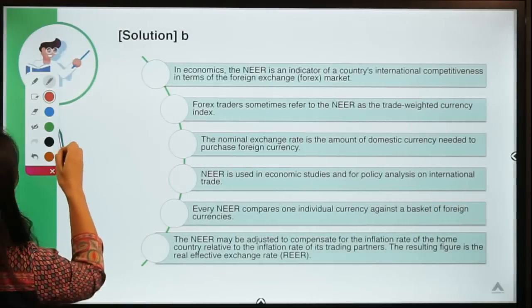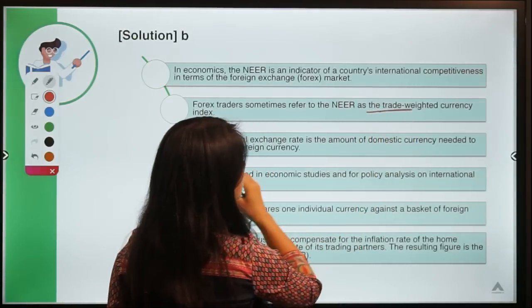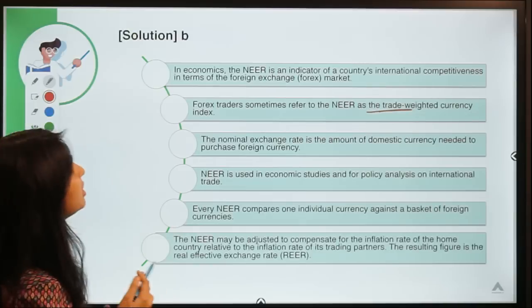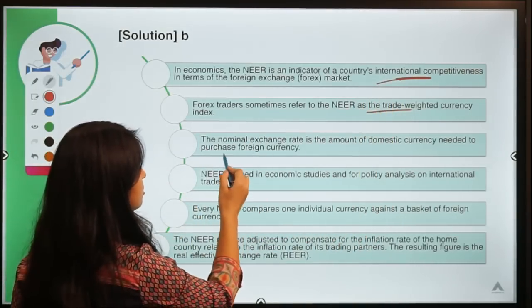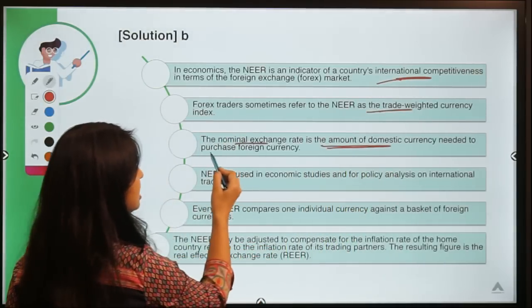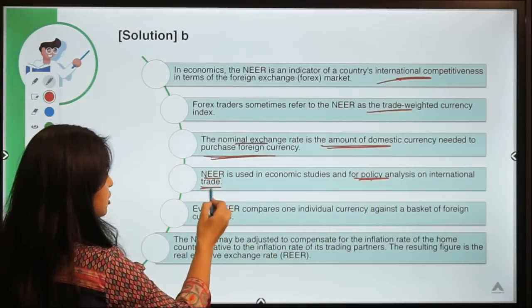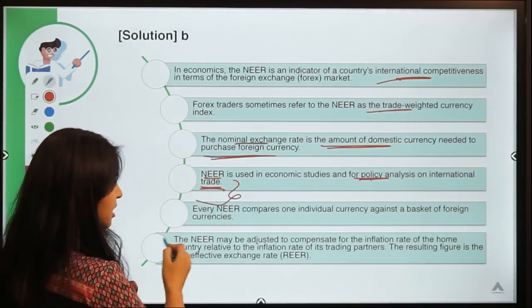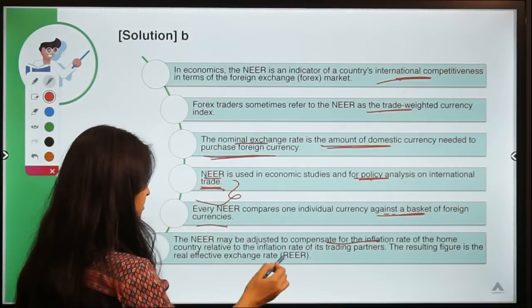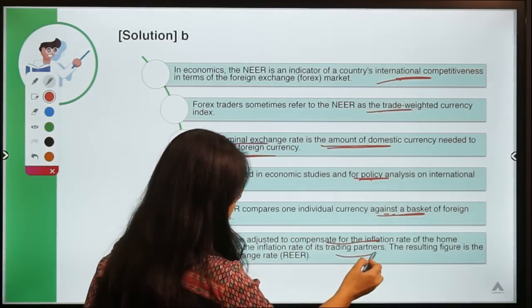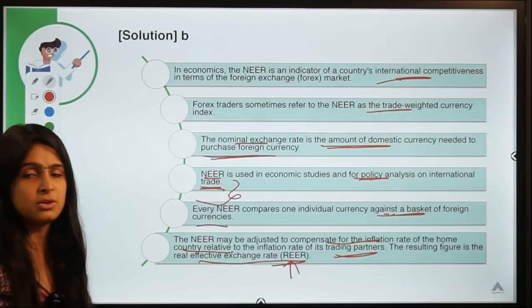Okay, moving ahead to the solution. I think we have discussed almost all the points present here. You can see forex traders refer to NEER as trade weighted currency, because obviously it gives weights according to the trade volume, and it is an indicator of a country's international competitiveness. It is the exchange rate, the amount of domestic currency needed to buy foreign currency. In economics, it is used for policy analysis on international trade. It compares one currency against a basket of foreign currencies and may be adjusted to compensate for inflation for the home country relative to inflation of its trading partners. The resulting figure, the real effective exchange rate, gives the complete transparent picture, right?